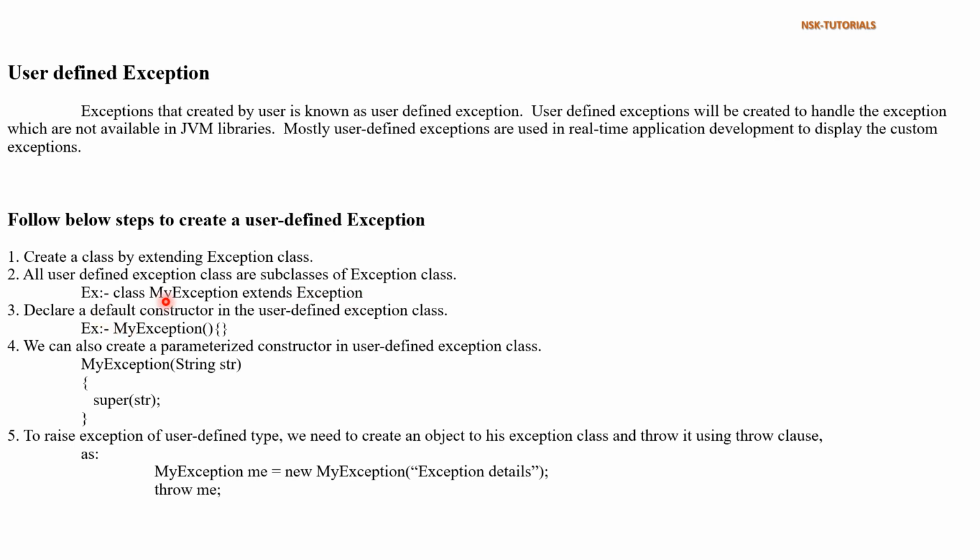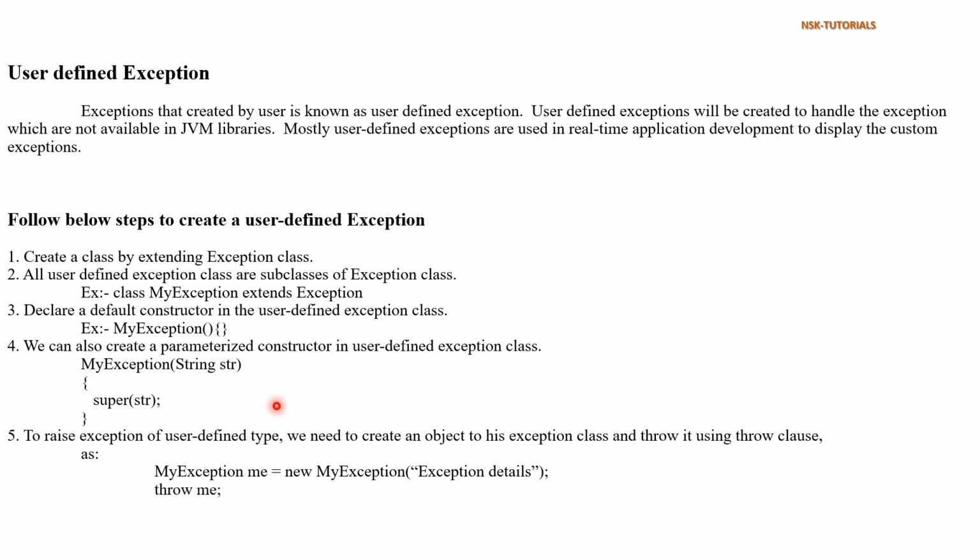Inside the exception class, the next step is to declare the default constructor. And also if we require, we can declare the parameterized constructor. If required, we can declare both constructors in the user-defined exception class. If we want to display a message to the user, then we can use the parameterized constructor. And if we don't need to display any message to the user, then we can call the default constructor.